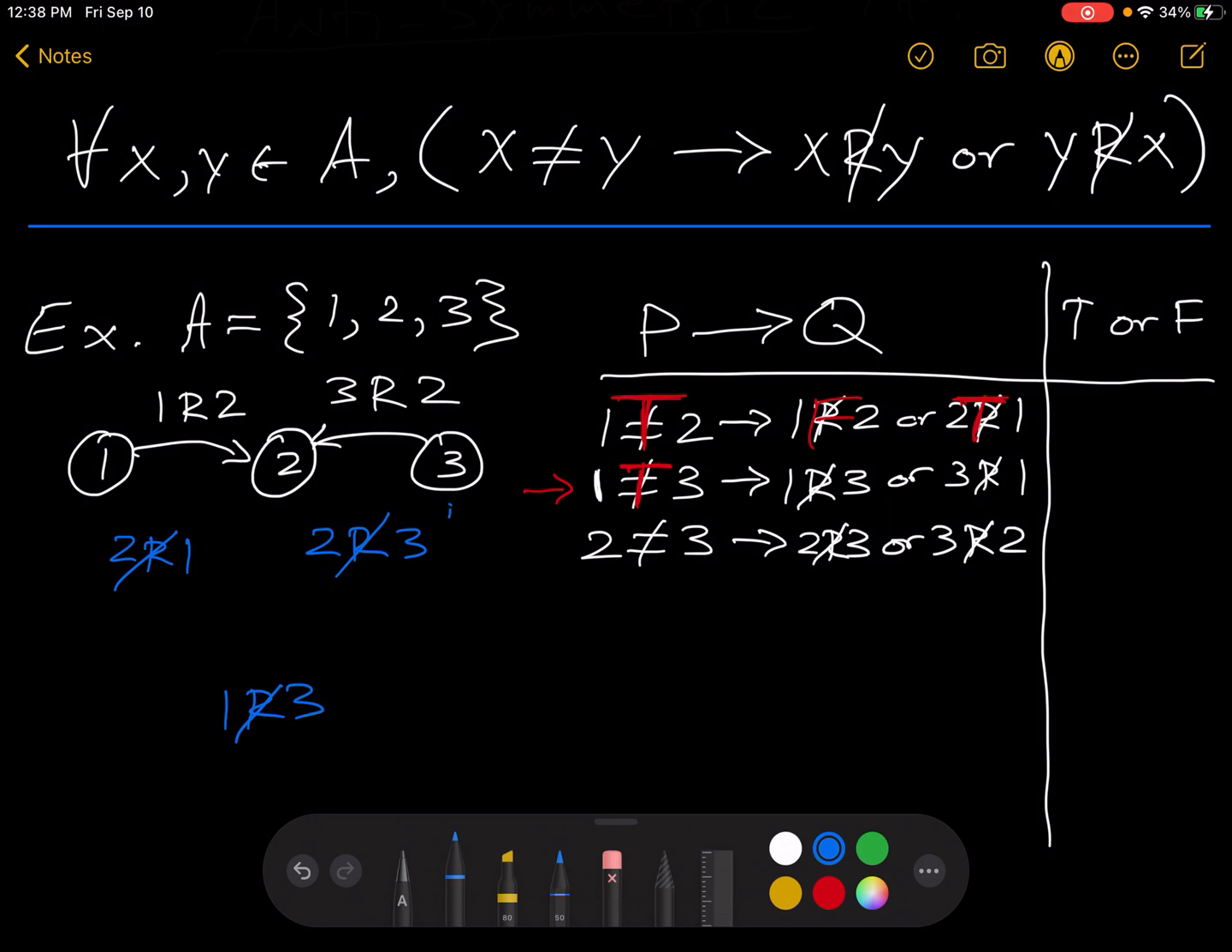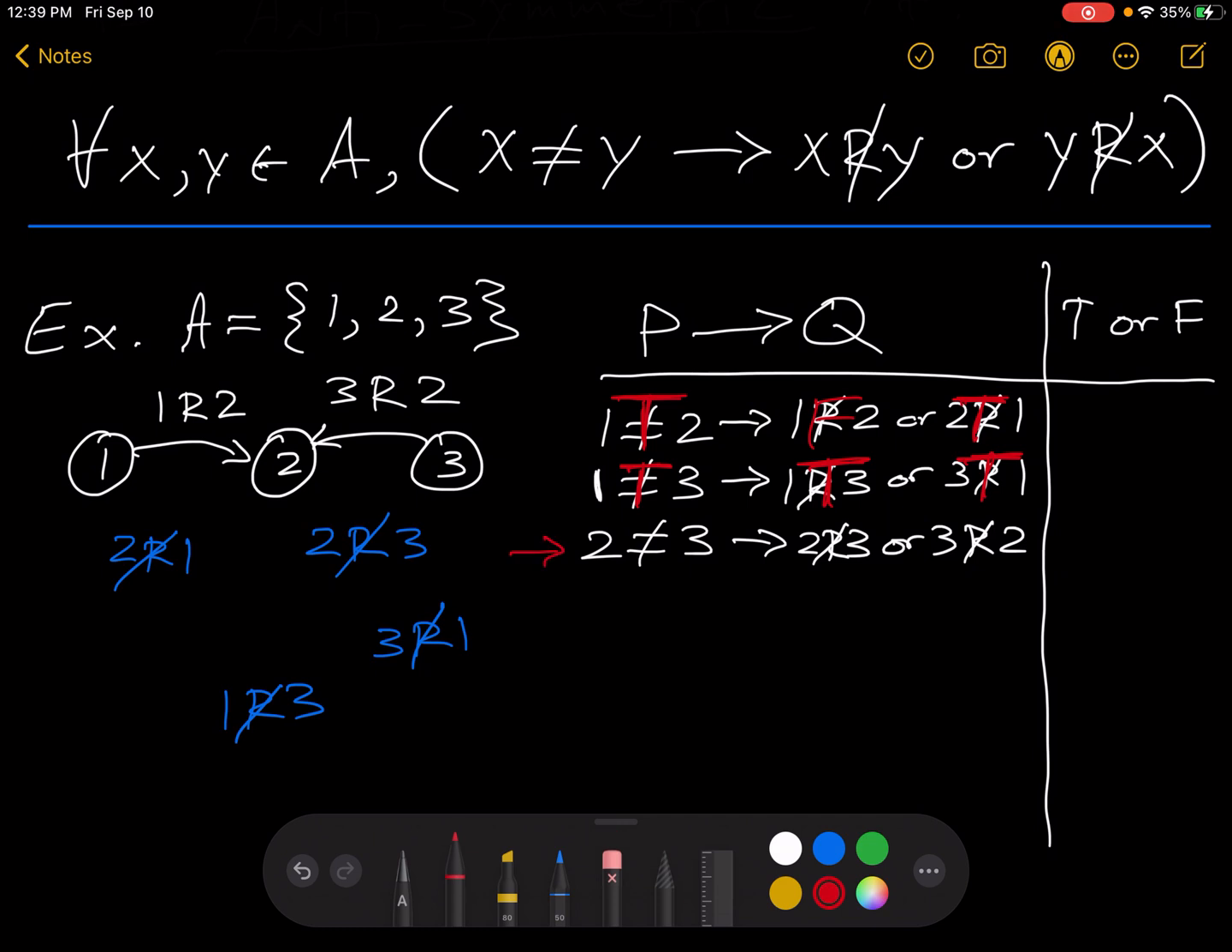Similarly, if we had an arrow like that, that would tell us 3 R 1. But we don't have an arrow there, so we know that 3 is not related to 1. Okay, so 1 not related to 3, we know that's true. And 3 not related to 1, we know that's true as well.